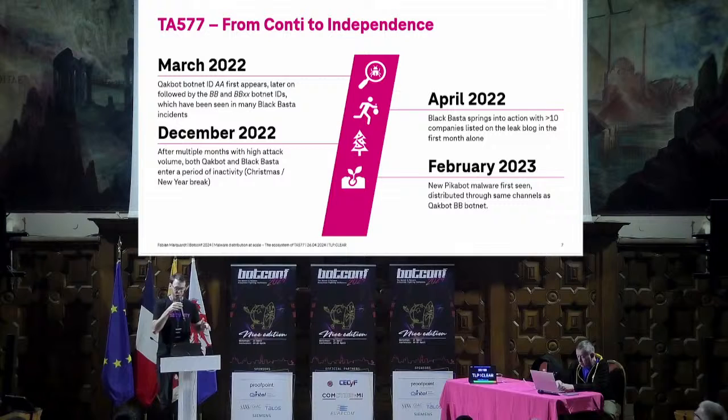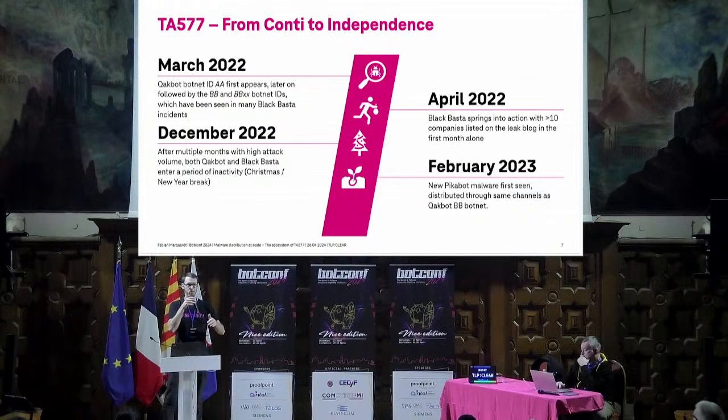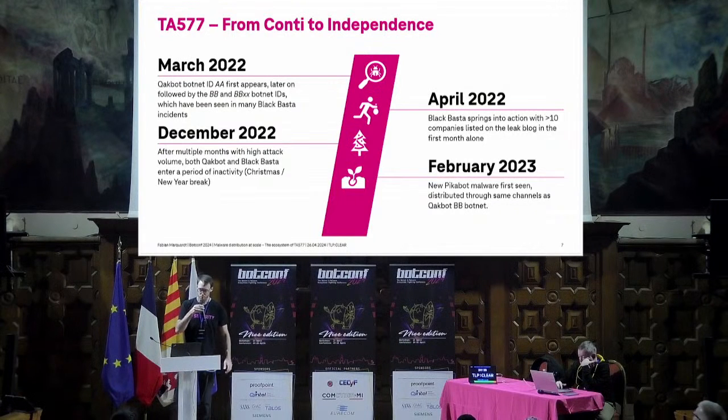And not long after that, only one month later, Blackbuster was first seen posting victims to their leak blog. And they didn't start slow. In fact, they had over 10 victims on their blog in the first month alone. And I want you to keep note of this time correlation. In March 2022, the malware got active. April 2022, the ransomware group is active. We will see that kind of time difference multiple times now. And they continued doing this for most of 2022.